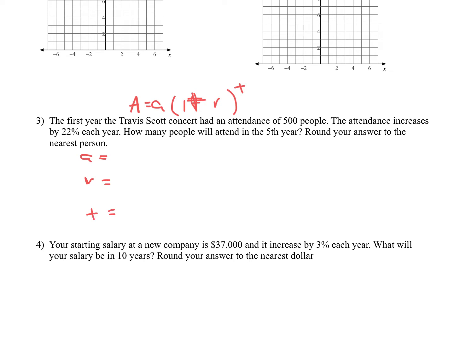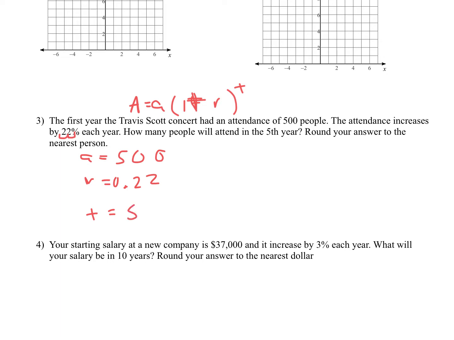So in the first year, the Travis Scott concert had an attendance of 500 people. The attendance increases by 22% each year. How many people will attend in the 5th year? Round your answer to the nearest person. So what's our starting amount? What's our A? 500. What's our rate? 0.22. Perfect. We just move our decimal place 2 times, so 0.22. And then what's our time?